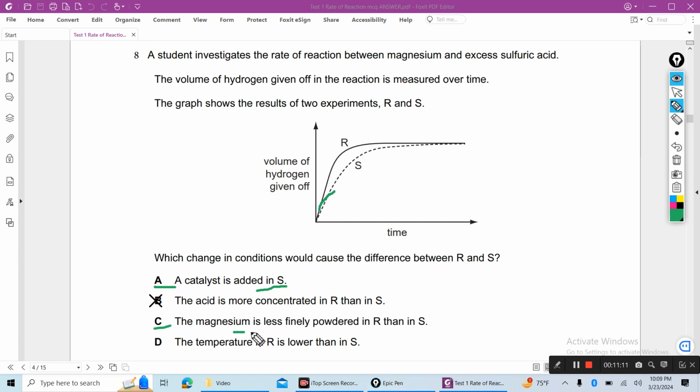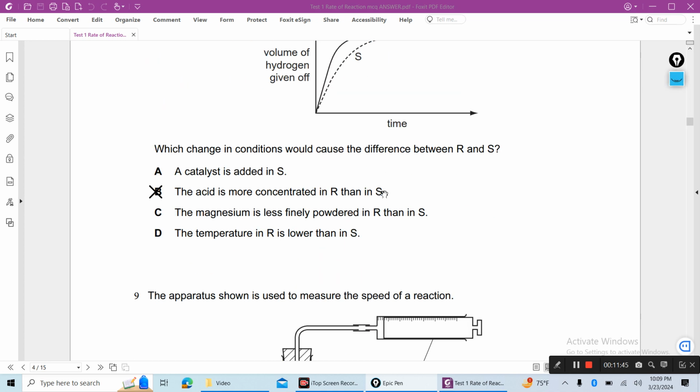C, the magnesium is less finely powdered in R than in S. So the magnesium powder is less finely powdered in R. No, if less finely powdered, rate of reaction will be less. So C is wrong, not correct. D, the temperature in R is lower. No, if rate of reaction is higher, temperature will be higher. So now next one.